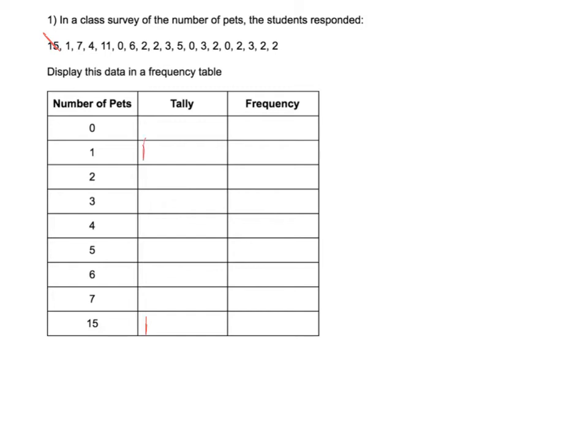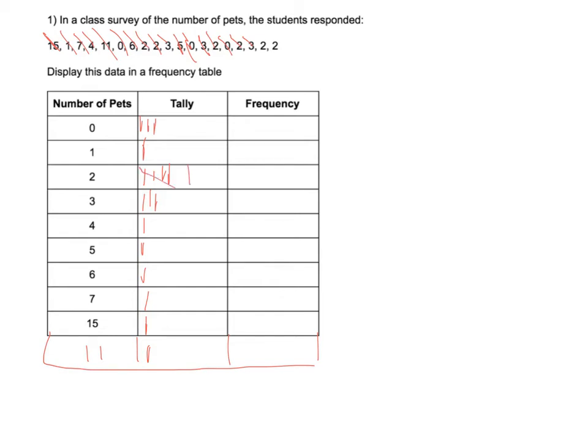Next I see there's a student who said 1, so I'll put that in and cross that out. 7, 4, 11, which I just realized we don't seem to have a row for, so I'm going to extend my table a little bit and put a tally mark in there. 0, there's a 6, two 2s, a 3, a 5, another 0, another 3, another 2, another 0, another 2, a 3, and two more 2s.